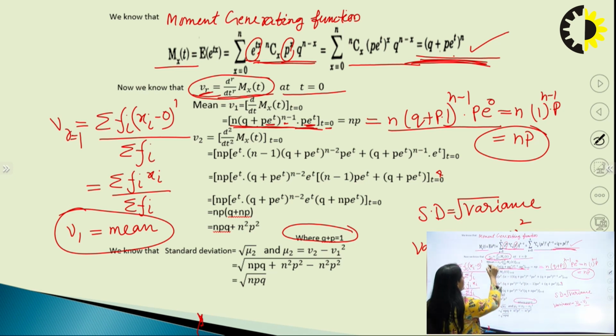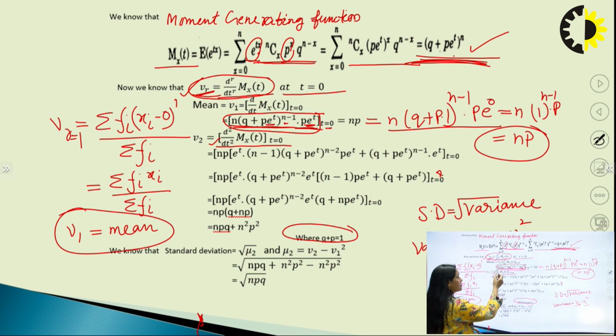How can we calculate nu2? Again by using this formula, nu2 we can get. It means here in r is equal to, we have to put 2 everywhere. We have to put r is equal to 2 in this formula. So we will get nu2. Now nu2 will be d2 upon dt2 Mx(t) when t is equal to 0. It means we have to differentiate once again this whole value with respect to t, and then we have to put t is equal to 0.